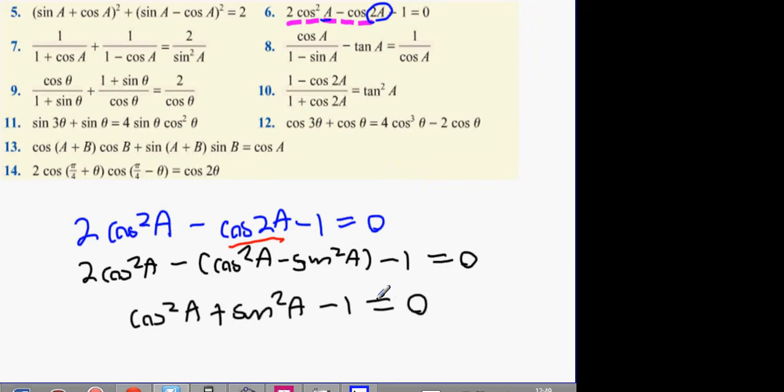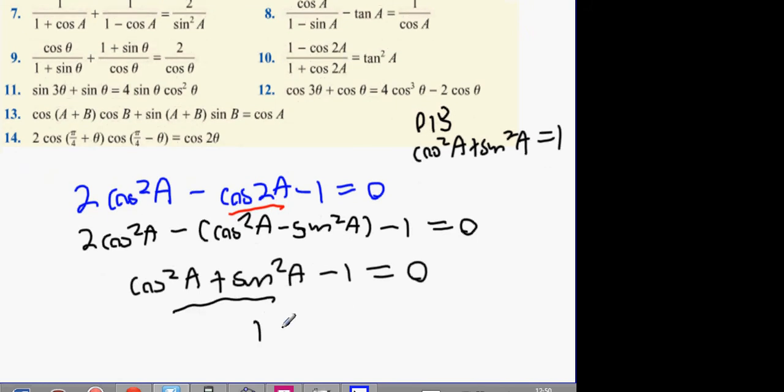Now, on page 13 of your notes, on your tables, it will tell you that cos squared a plus sine squared a equals 1. And that's what you're going to do: you're going to replace this with 1. 1 minus 1 equals 0. 0 equals 0. It's proven. So you're basically just picking a formula, putting it in, and then proving they're equal.